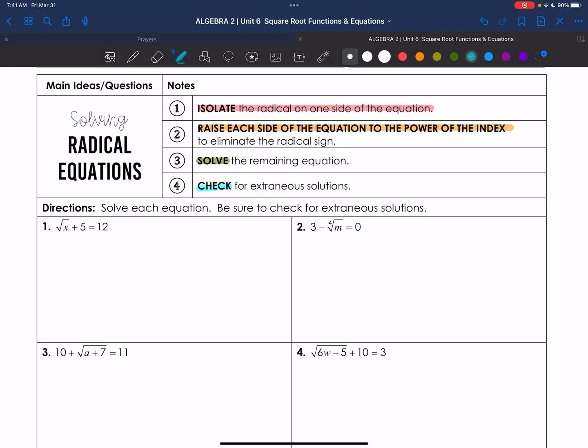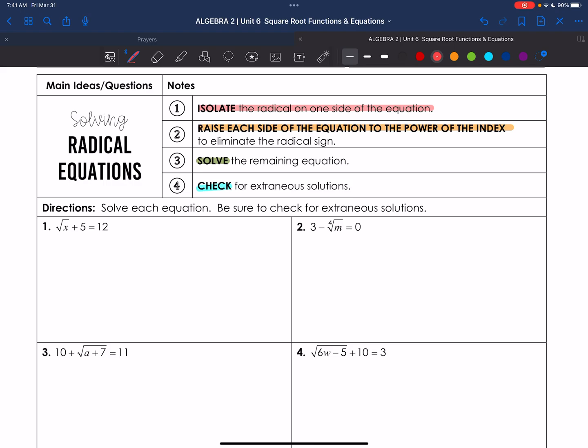In today's video, we are going to be solving radical equations. And in order to do so, there are 4 different steps that we're going to be taking. So let's go ahead and get started with this first example.